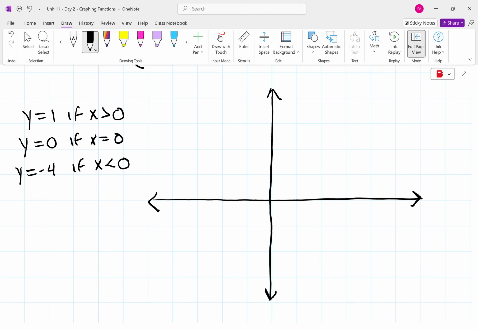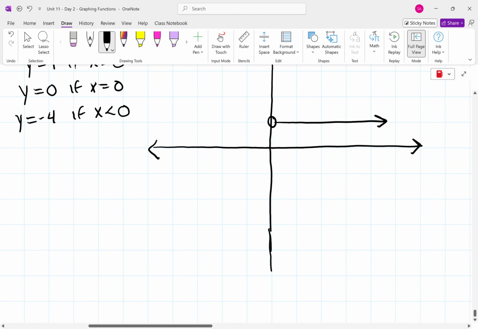Okay, so for this one, we're going to have y equals 1 if x is greater than 0. So what that looks like is I go to 1, I draw an open circle, and then we're going to the right. And then I'm going to skip the middle one for a second. They're saying y equals -4 if x is less than 0. So I'm going to go to -4, open circle and go to the left.